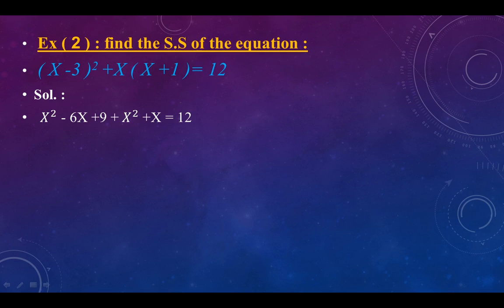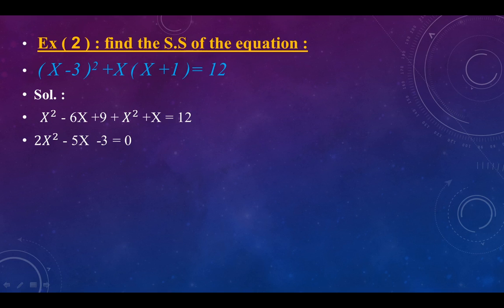We have to put it in the standard form, so we are going to collect like terms. x power 2 plus x power 2 will be 2x power of 2. Negative 6x plus x equals negative 5x. 12 will go to the other side, so it will be 9 minus 12 equals negative 3. So 2x power of 2 minus 5x minus 3 equals 0.